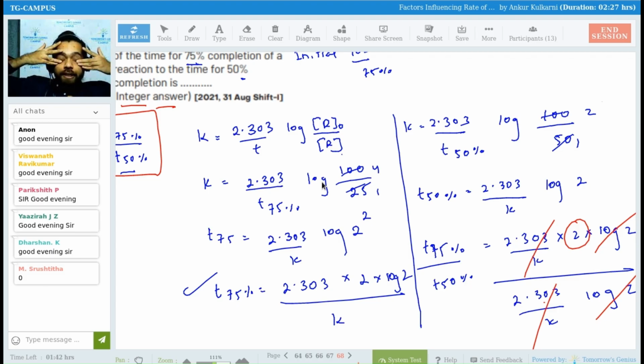Is it clear, everyone? Yes or no in the chat box? Come on, give me yes, everyone. Is it clear? See, you have to be confident with your answer. It is not like that. Even if it is wrong, you have to be confident with your answer.